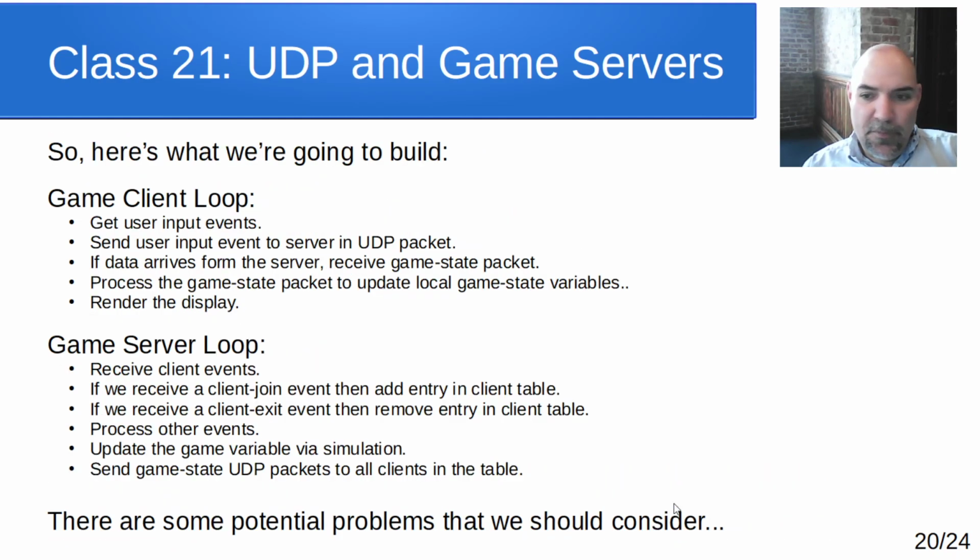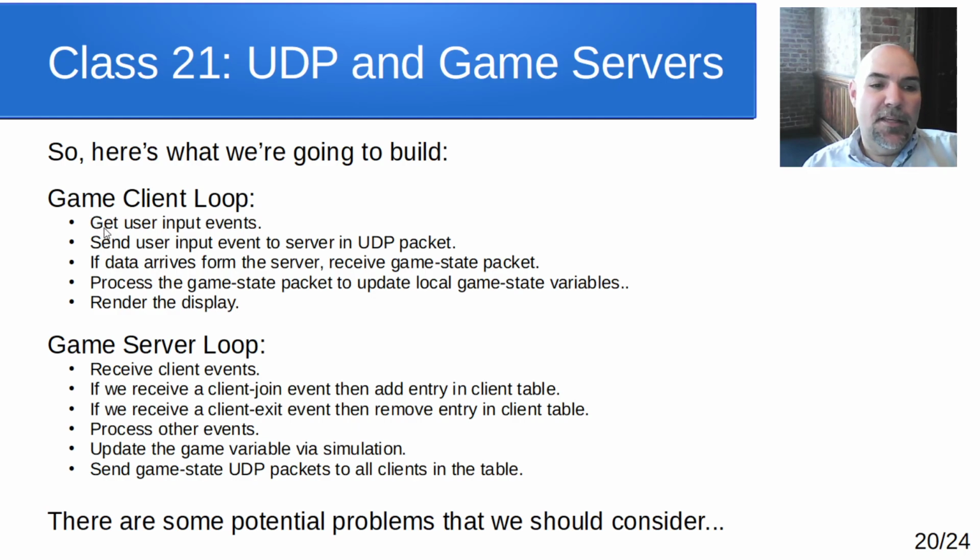So here's what we're going to build when we get to the code. We're going to make a game client loop. It's going to get user input events. It's going to then send the user input event to the server if there was a change in user input. It's going to do that with a UDP packet. And if data arrives from the server, that's going to be game state data. So we're going to receive that. We're going to decode it. And then we're going to process that and update any of the local game state variables based on what came in. And then we're going to render the display. And we're just going to do that over and over.